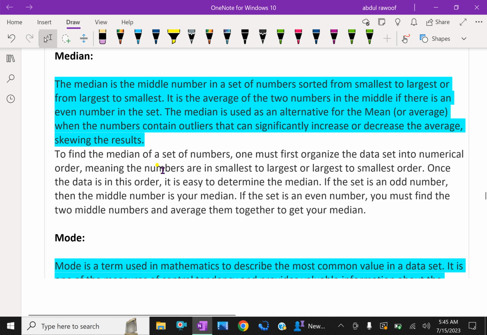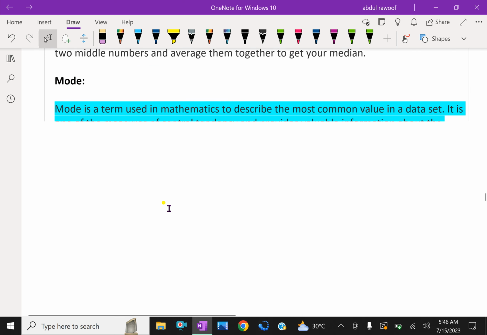To find the median of a set of numbers, one must first organize the data set into numerical order, meaning the numbers are in smallest to largest or largest to smallest order. Once the data is in this order, it is easy to determine the median. If the set has an odd number of values, then the middle number is your median. If the set has an even number of values, you must find the two middle numbers and average them together to get your median.